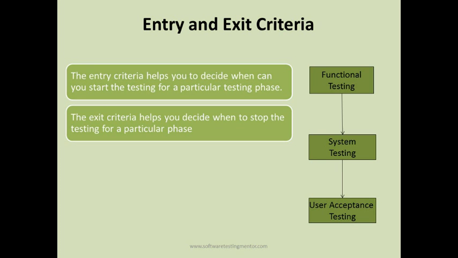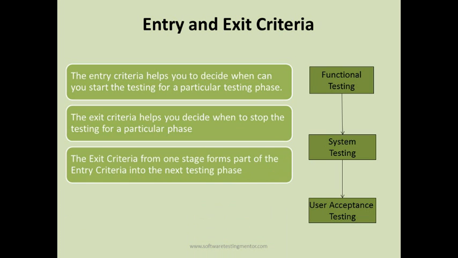So entry criteria for the functional testing phase could be that the build delivered by the developers passes the build verification test. There is no critical defect. There are no build failures in the build that you get from the development team. That's a simple entry criteria for functional testing. Exit criteria for functional testing could be that no severity 1 and severity 2 defects are open in the functional testing phase. They are all fixed and retested. So that could be exit criteria for functional testing. So exit criteria helps you to decide when you can leave the functional testing phase and enter into the systems testing phase.